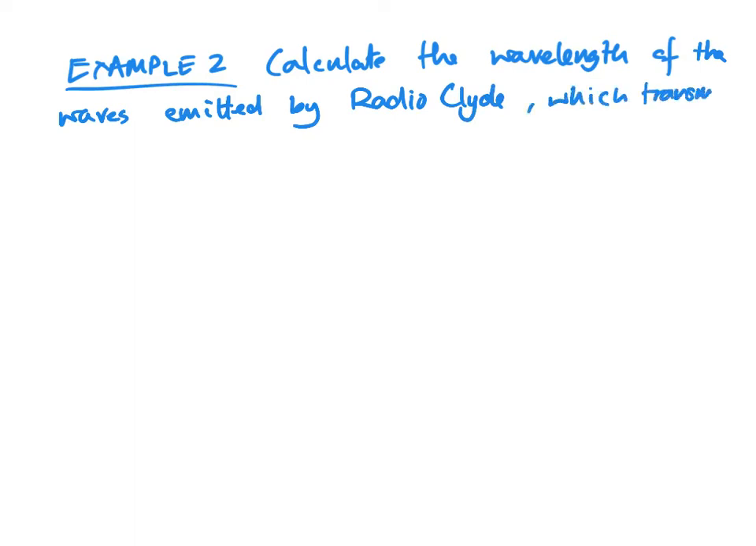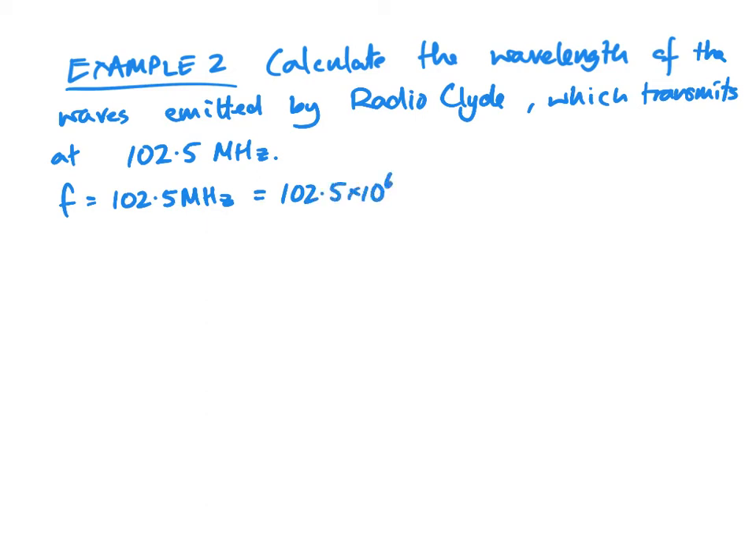So calculate the wavelengths of the waves emitted by Radio Clyde, which transmits at 102.5 megahertz. So remember we gave you the wee table of prefixes the other day? So here's an example where they're included. And once again, if I go through and list what I'm given in the question, it doesn't even actually mention in the question frequency. You've got to recognise that if it's given in hertz, that's frequency. And you've got to convert the mega part so that you've actually got it in hertz.